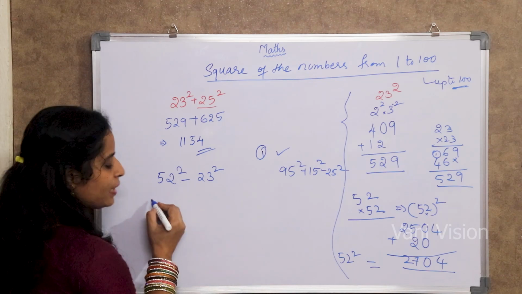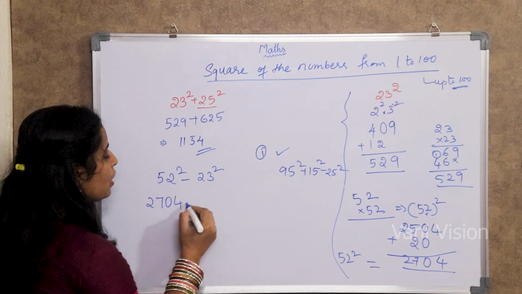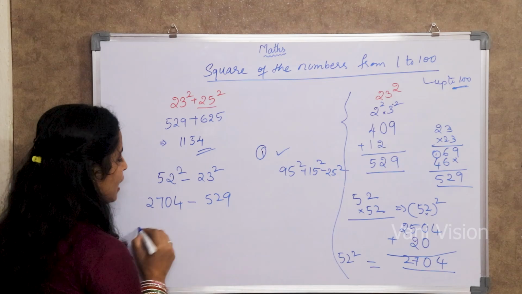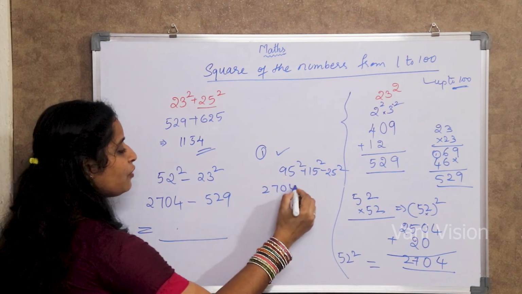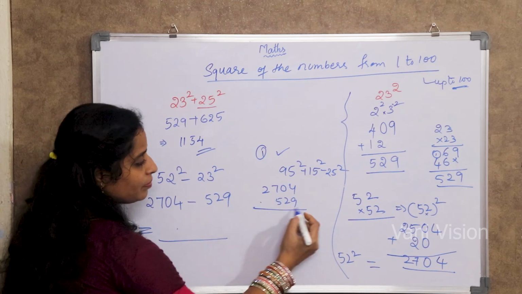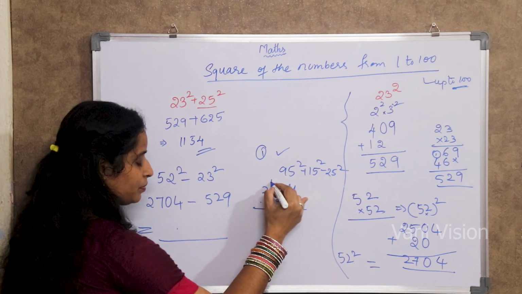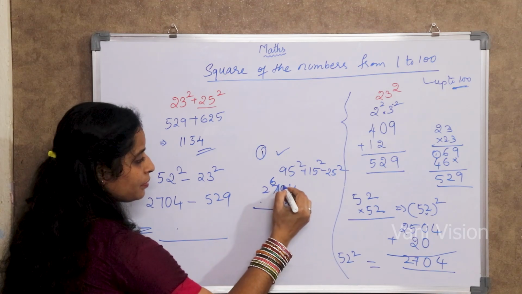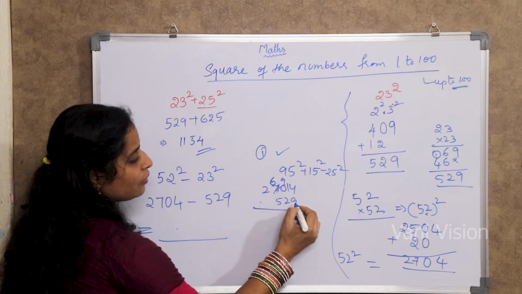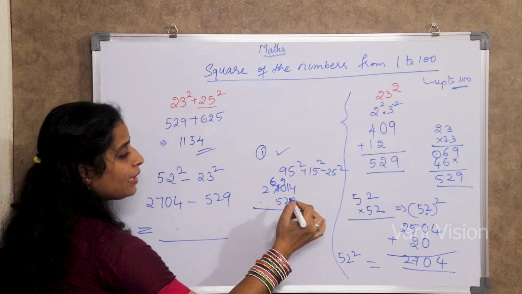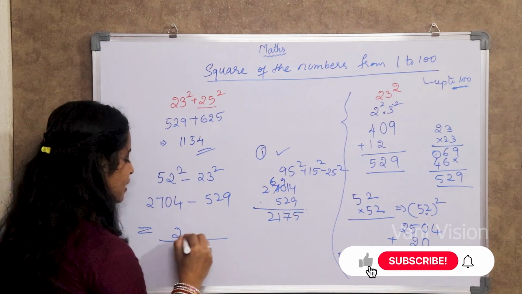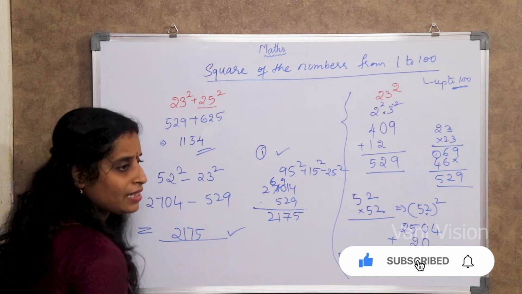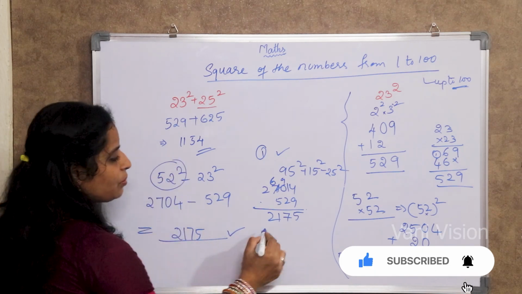Now here 52 square is how much? 2704 minus 529. Can we do it? We can do it in an easy way. See, 2704, 529. So take a borrow. 9, 14, 9, 10, 11, 12, 13, 14, 5. Then 7, 1, 2. Your answer is 2175. Is it easy?